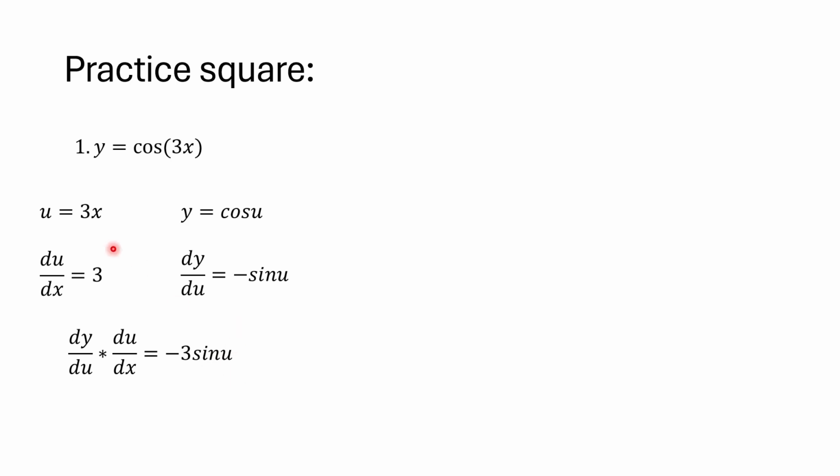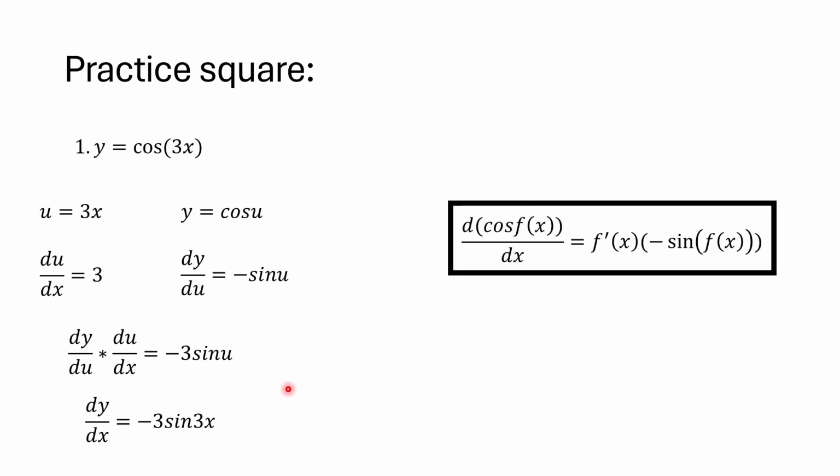And if we know u is equal to 3x, we can say dy dx is equal to minus 3 sine 3x. So you kind of see from this that if you differentiate cos f(x), it's f dash x of minus sine f(x).